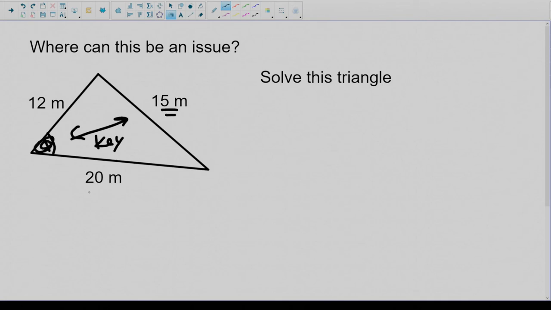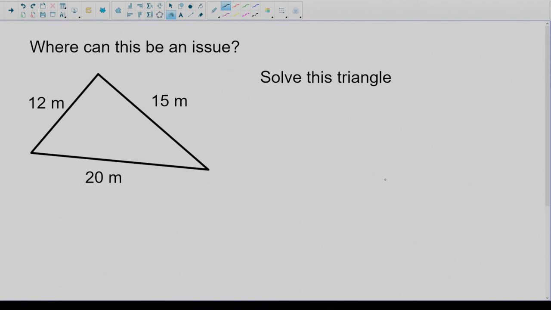Well, 15 is smaller than 20. So if you went and found this angle next, that would be an ambiguous case scenario. You can't do that. So this is where it will become an issue. And I'm going to talk a little bit more about that when we get into the cosine law, okay, which will be the next lessons. But that's where this can be an issue. So we're going to end the lesson there, folks. And when we get into the cosine law, we'll talk a little bit more about the ambiguous case.